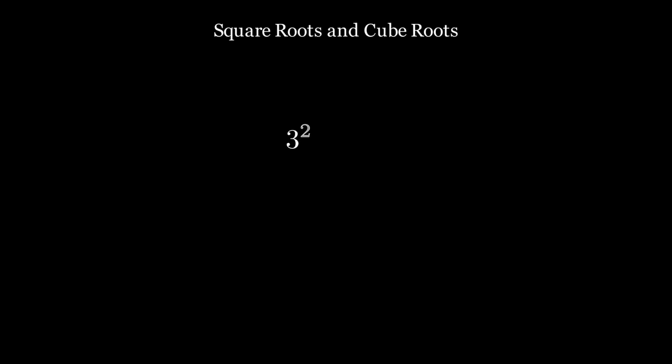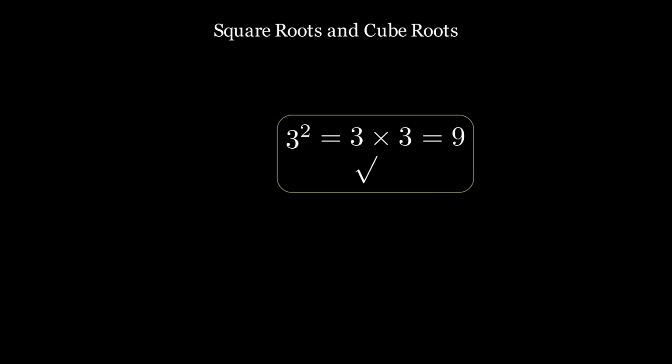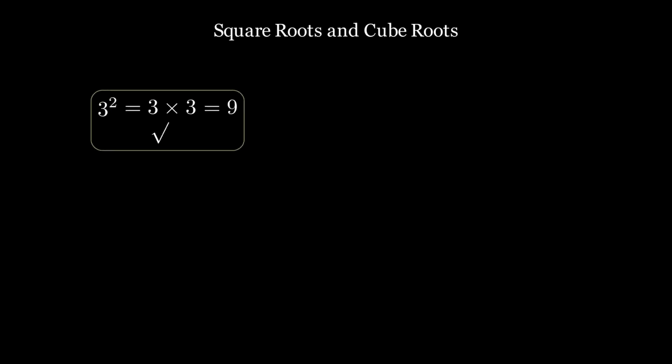The square root of a number is a value that when multiplied by itself gives us the original number. For example, the square root of 9 is 3 because 3 times 3 equals 9. We use a special symbol called a radical sign to represent the square root of a number, and it looks like this. Now let's walk through some examples.